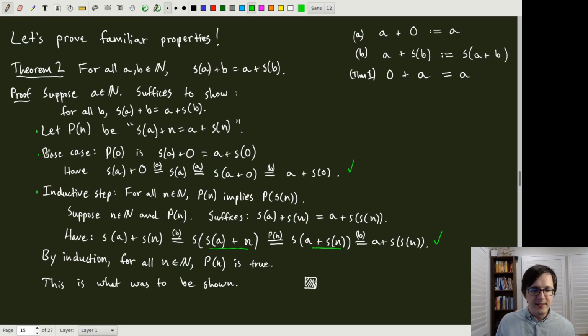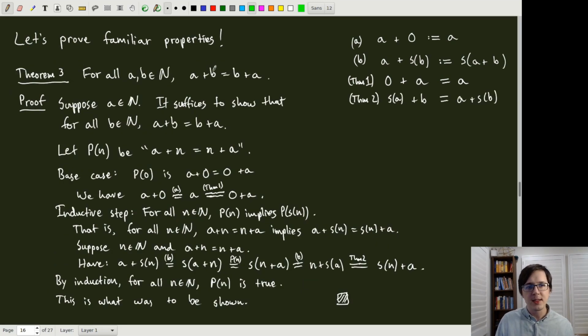Given the three things, we apply induction, and we can see that for all n, P of n is true. That is a restatement of what we wanted to show, and this suffices to show right here. I hope you're seeing this structured way I'm writing proofs. I find it's useful to be as careful as possible and to organize things in this indented way, to know what you're assuming and what you're trying to show.